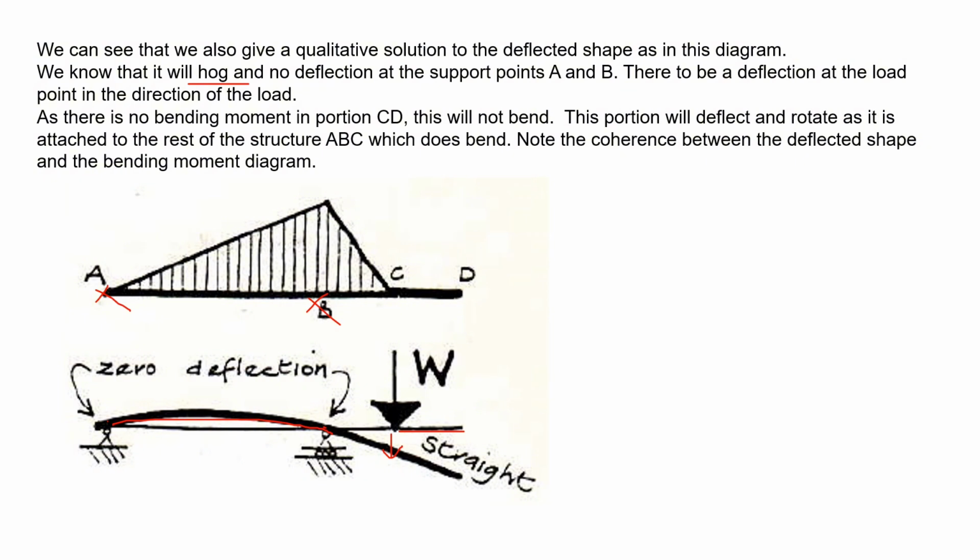As there is no bending in portion CD, it will not bend, but this portion is attached, so it deflects and rotates, because it is attached to the ABC portion, which bends. Note the congruence between the deflection shape and the bending diagram. This is the deflection shape, this is the bending diagram. The hogging is somewhere here, so tension is on this side. That's why from this point it goes up, and then it comes to zero.